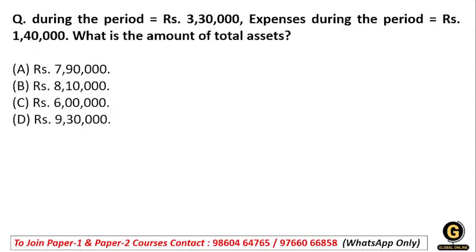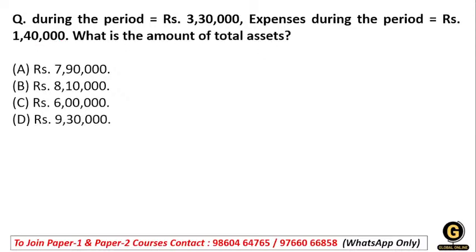Okay, now the next one is again a problem question, so you have to solve it. How do you solve it? During the period, expenses are 1,40,000 and something is missing, and a total of 3,30,000. What will be the total asset value?